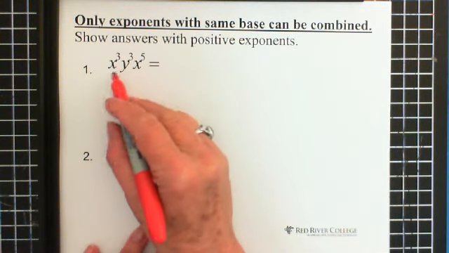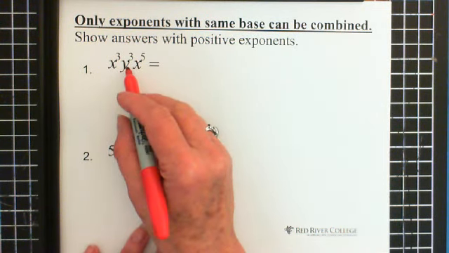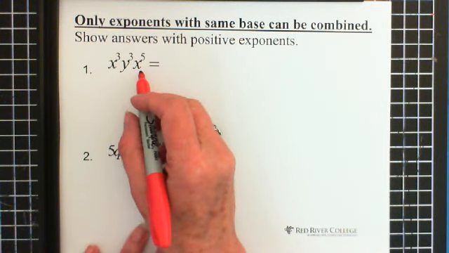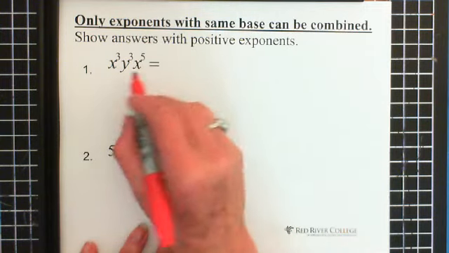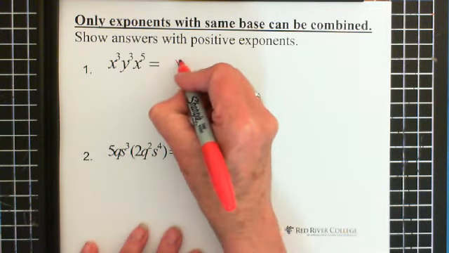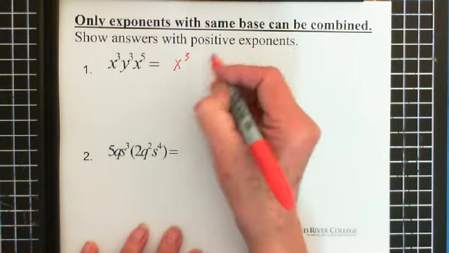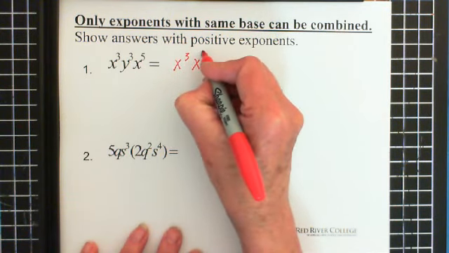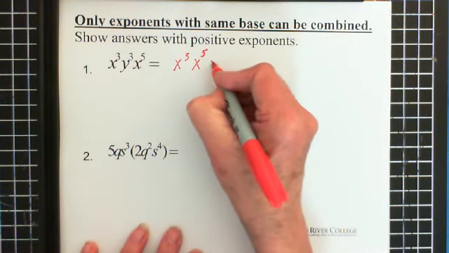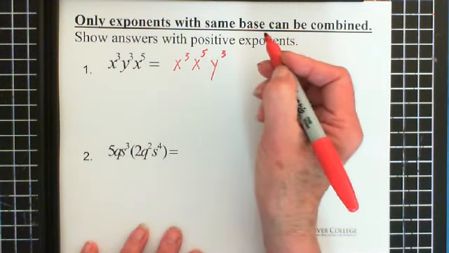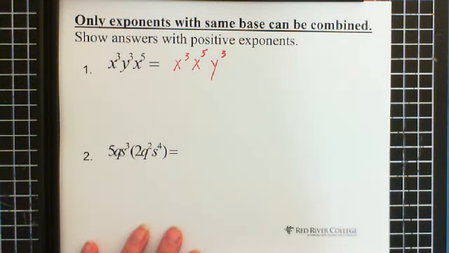So here we have x cubed times y cubed times x to the fifth. I'm just going to write it so the x's are together. So we have x cubed, x to the fifth, y cubed. Now I'm going to take some shortcuts here. If you're not really sure why I'm doing this, go back to the videos on exponents that explain why I'm doing what I'm doing.